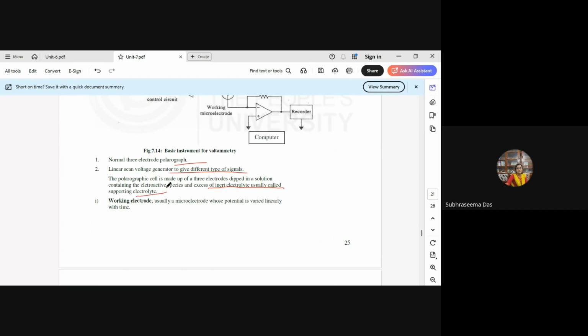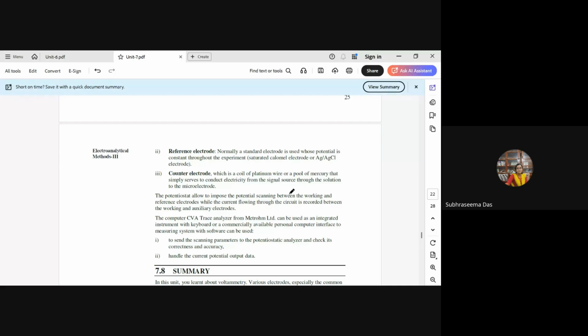Then there is the working electrode. The working electrode is usually a microelectrode whose potential is varied linearly with time. Then comes the reference electrode, which is normally a standard electrode whose potential is constant throughout the experiment, that is the saturated calomel electrode or the AgCl electrode. And the third is the counter electrode, which is a coil of platinum wire or a pool of mercury that simply serves to conduct electricity from the signal source through the solution to the microelectrode.